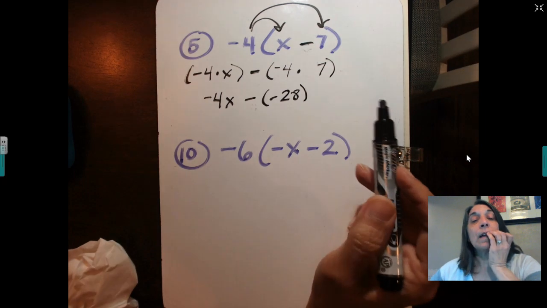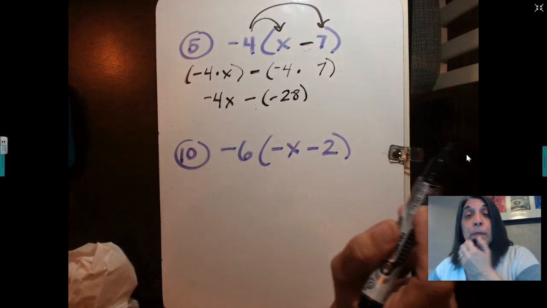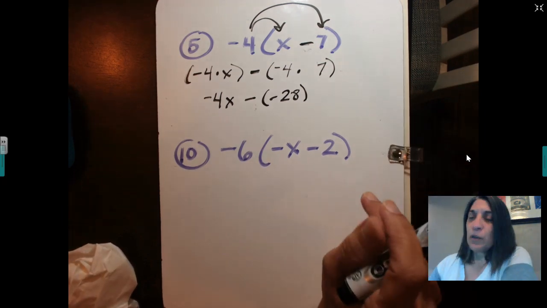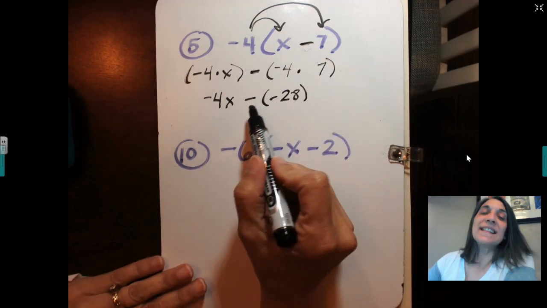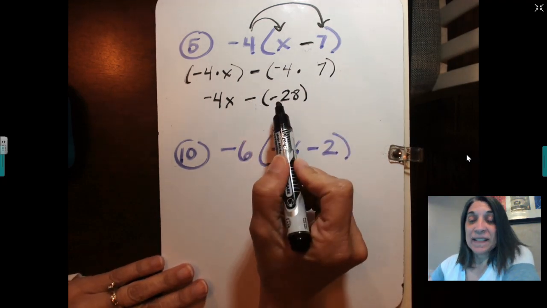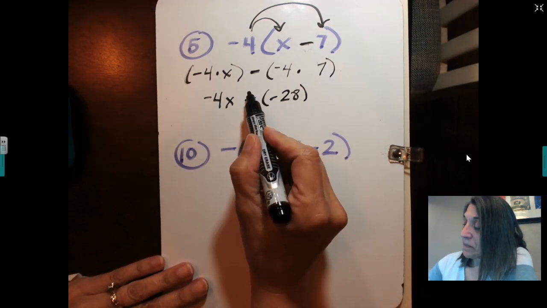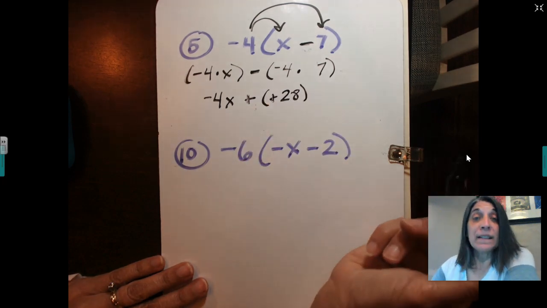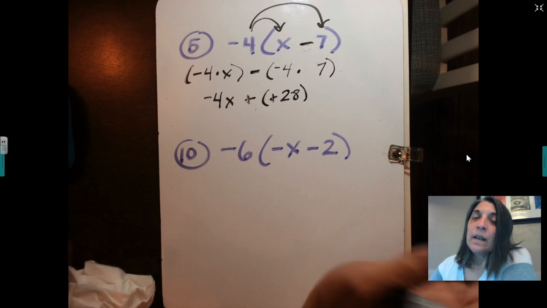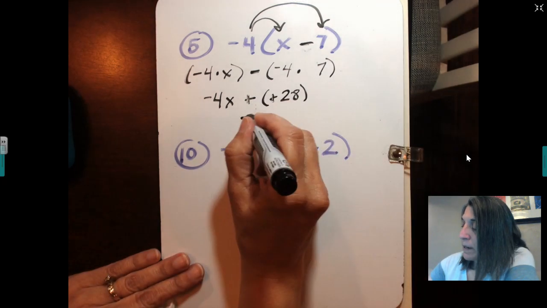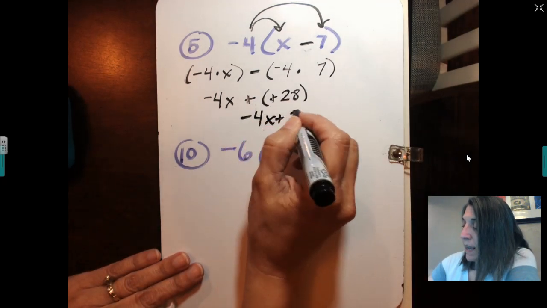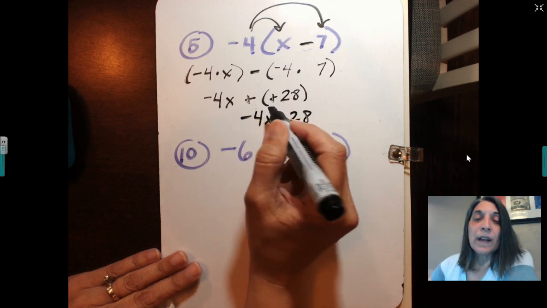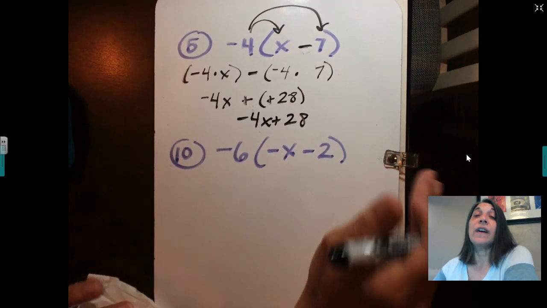Okay? And when we were subtracting negative numbers back then, this is the same as adding the opposite. So again, it's add the opposite. And you can leave it as minus a -28. That's totally fine. But the best way to write it really is -4x plus 28. But this is not wrong. If you left it as minus -28, that's fine.